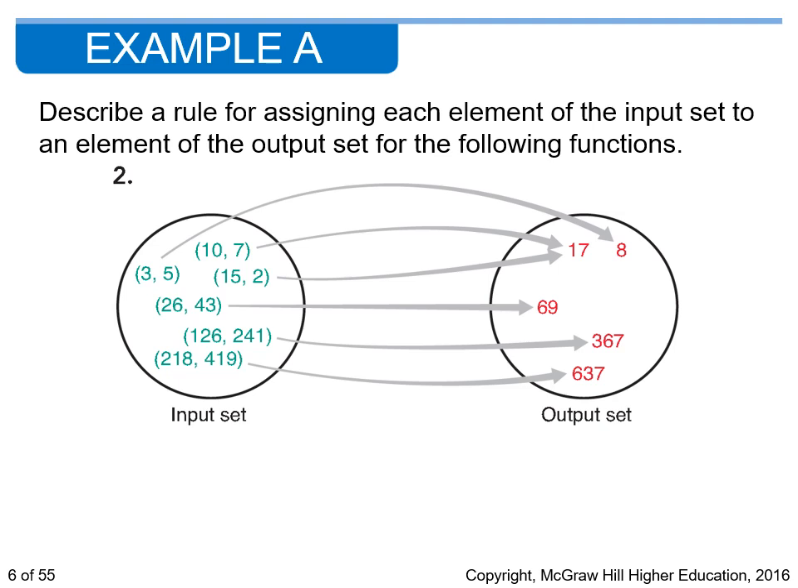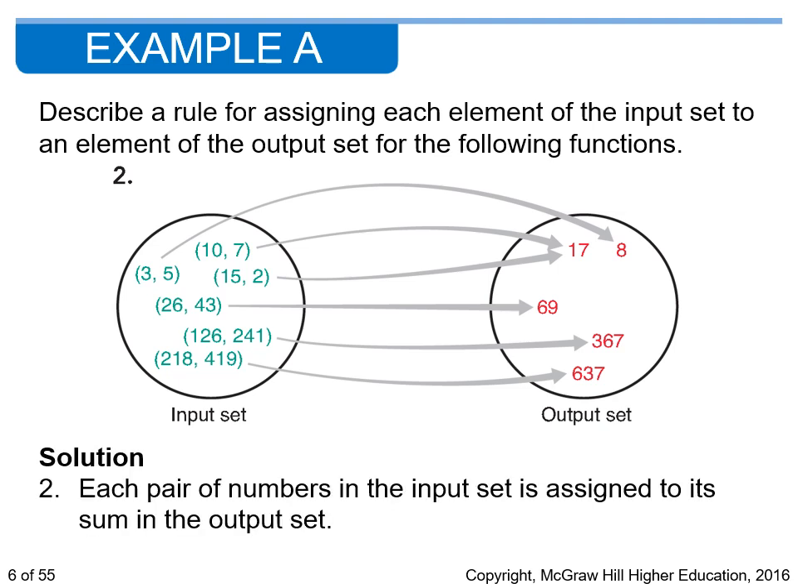Okay, another example. This time you have an ordered pair. 10, 7 goes to 17. Notice also that 15, 2 goes to 17. This is still a function because 10, 7 only goes one place, even though 17, an output can have 2 arrows, but an input can only have 1. So the rule here is that we're assigning each input to the sum in the output.